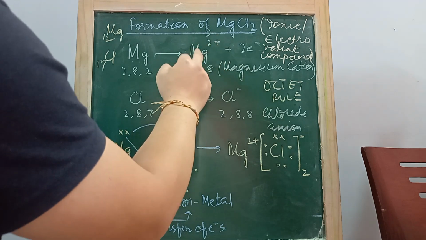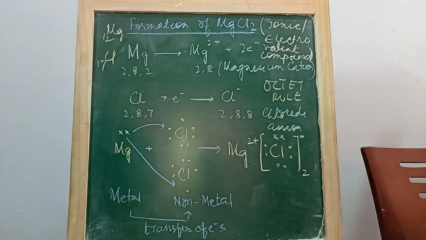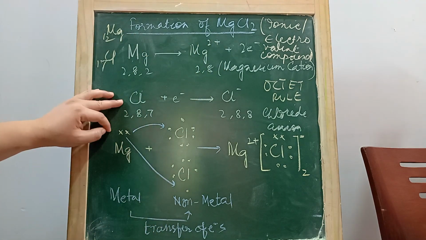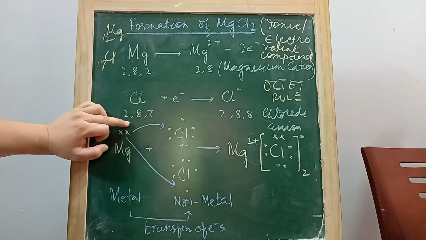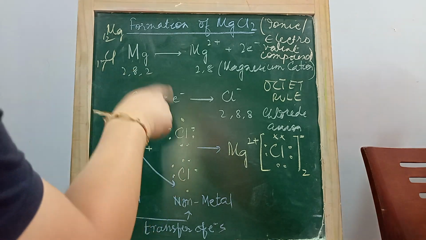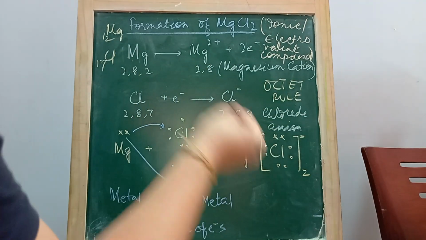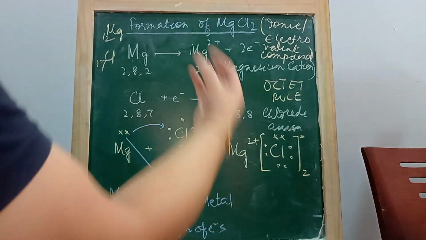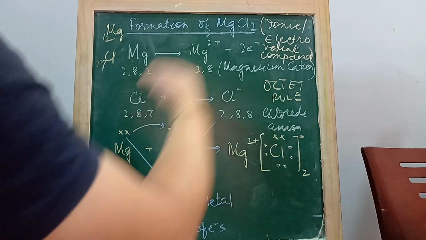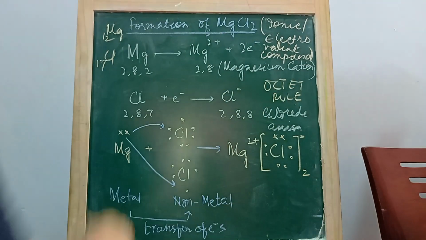Containing two positive charges is more stable than magnesium atom. Similarly, what about chlorine? Chlorine has atomic number 17, so the configuration is 2, 8, 7. According to the octet rule, in order to become stable, it's better to take one electron into the outermost shell instead of giving 7 electrons away. So it will take one electron.